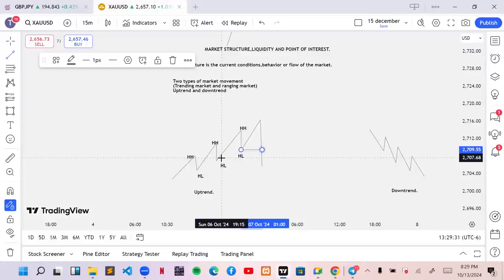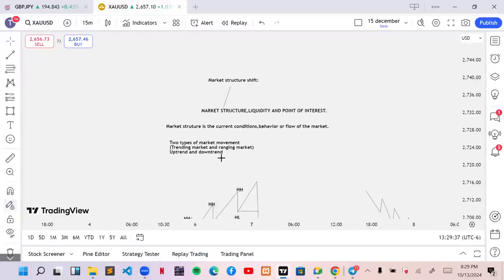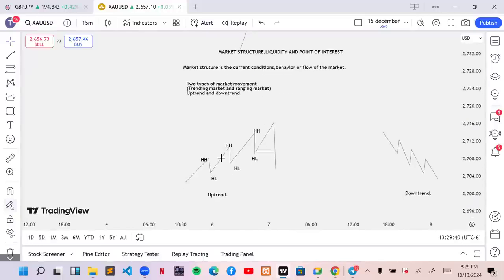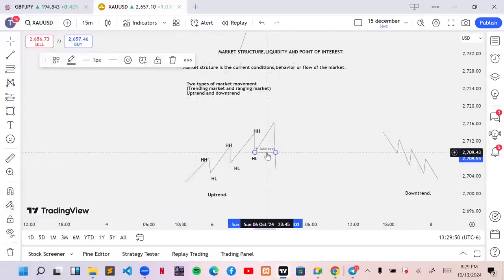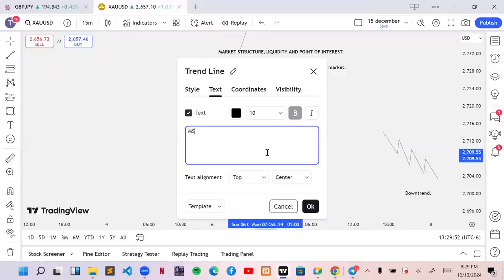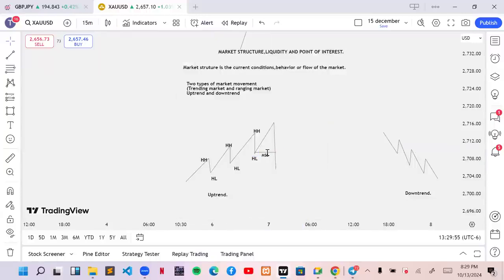So a structure shift is an indication that the current trend is about to end and a new one is about to begin in the opposite direction. Once there's a market structure shift, the direction that you were taking trades in before changes. If you're in an uptrend, you'll be taking buy continuations. Once there's a market structure shift here, which I will signify with MSS, you're no longer going to be looking for buys in this trade. What you're going to pay attention to is look for sells.